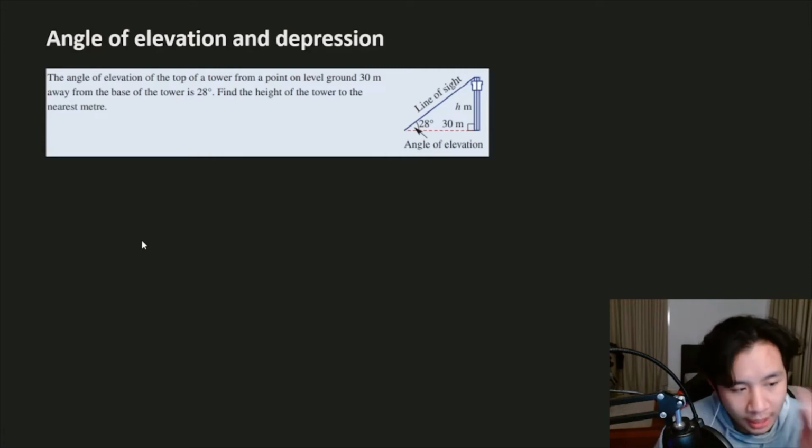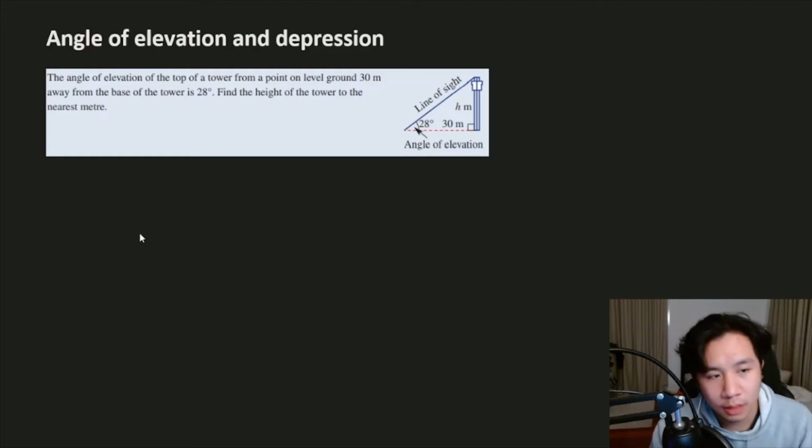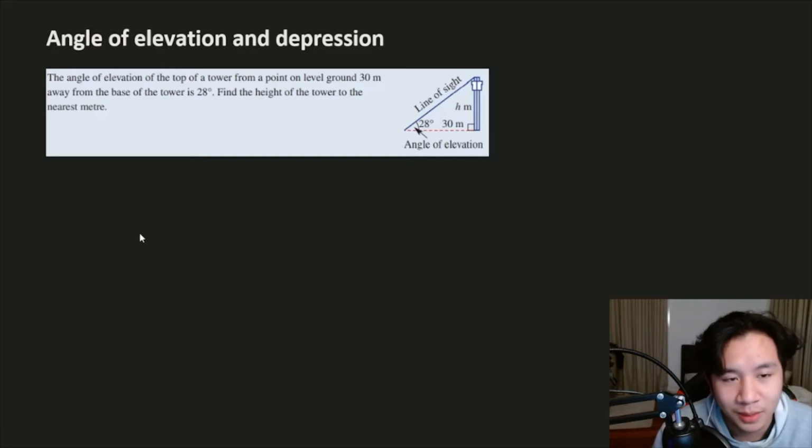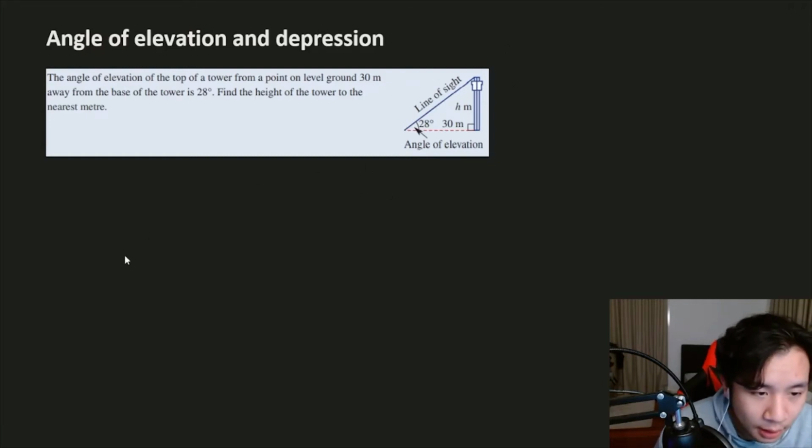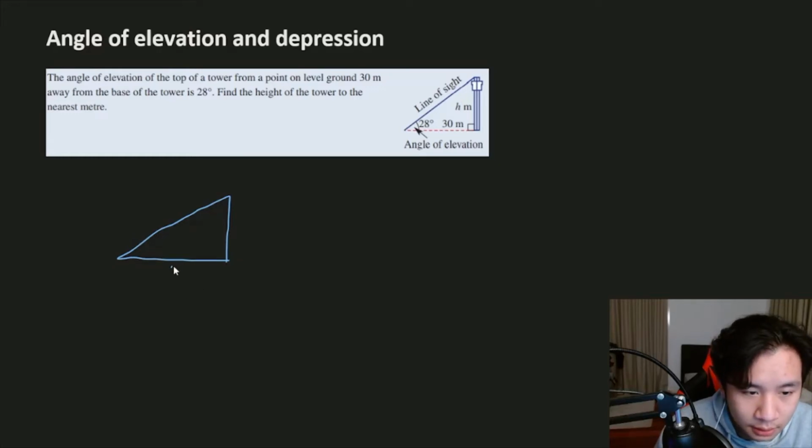So here we're given an angle of elevation question, and it says the angle of elevation of the top of a tower from a point on level ground 30 meters away from the base of the tower is 28 degrees. Find the height of the tower to the nearest meter. So we're given this diagram, thankfully. I will just draw a triangle diagram of it so it's easier to see. So this is 30 meters. We're asked to find h, and this is 28 degrees.